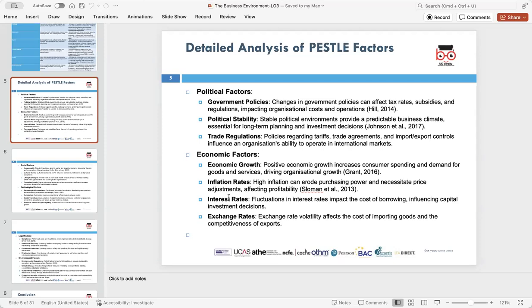Next is exchange rate. Exchange rates are the value of one currency compared to another. Exchange rate volatility can affect the cost of importing goods. A weaker domestic currency makes imports more expensive. A weaker domestic currency can also make exports cheaper and more competitive in international markets, boosting sales and revenue.